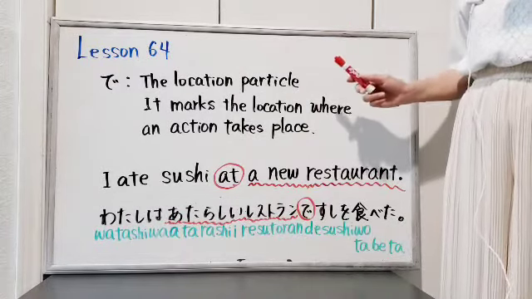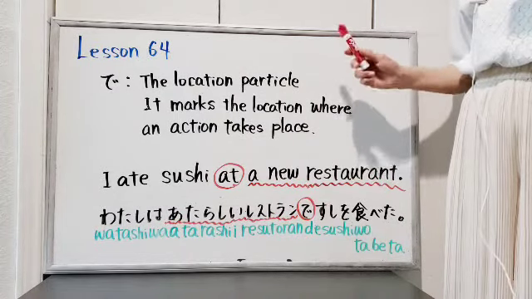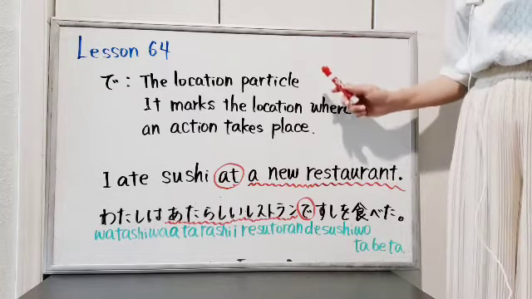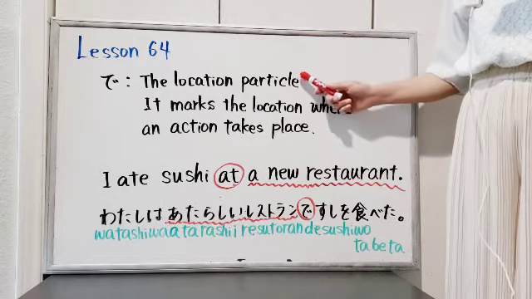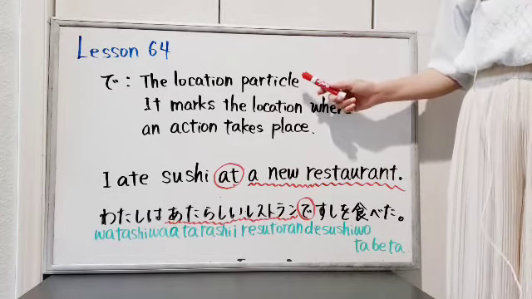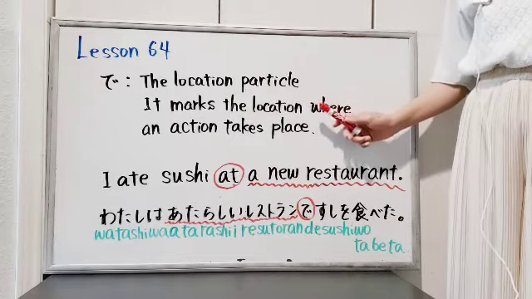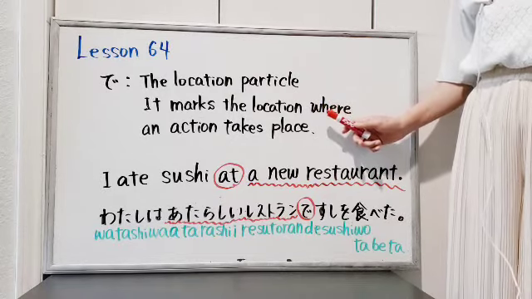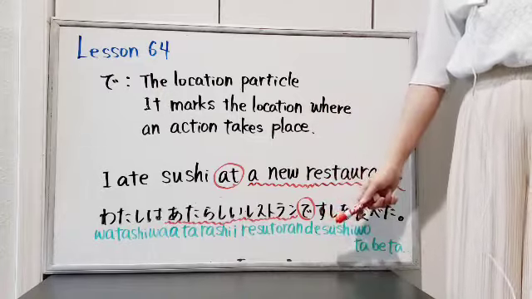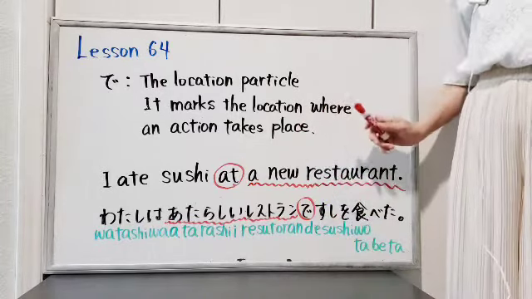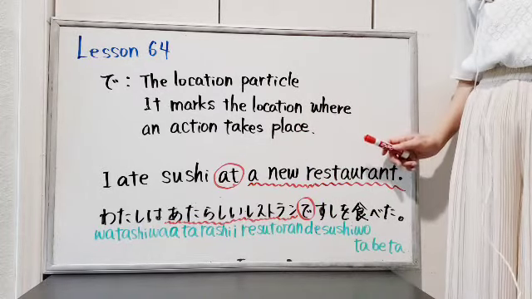First, I want to talk about the basic function of the で particle. The で particle can be used as a location particle. It marks the location where an action takes place. Let's take a look at some examples. I ate sushi at the new restaurant.